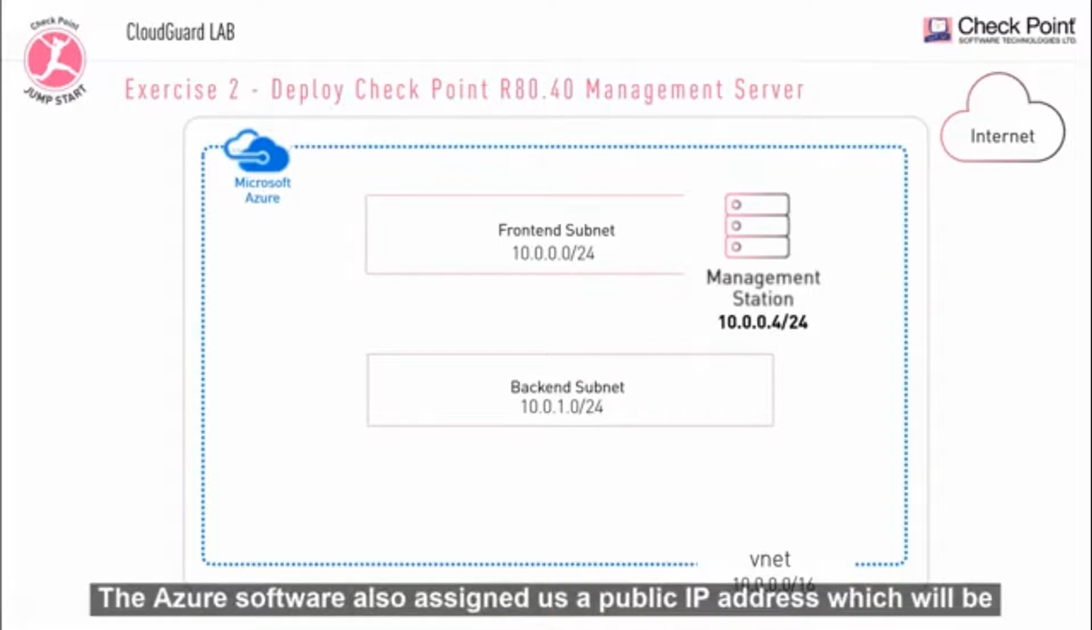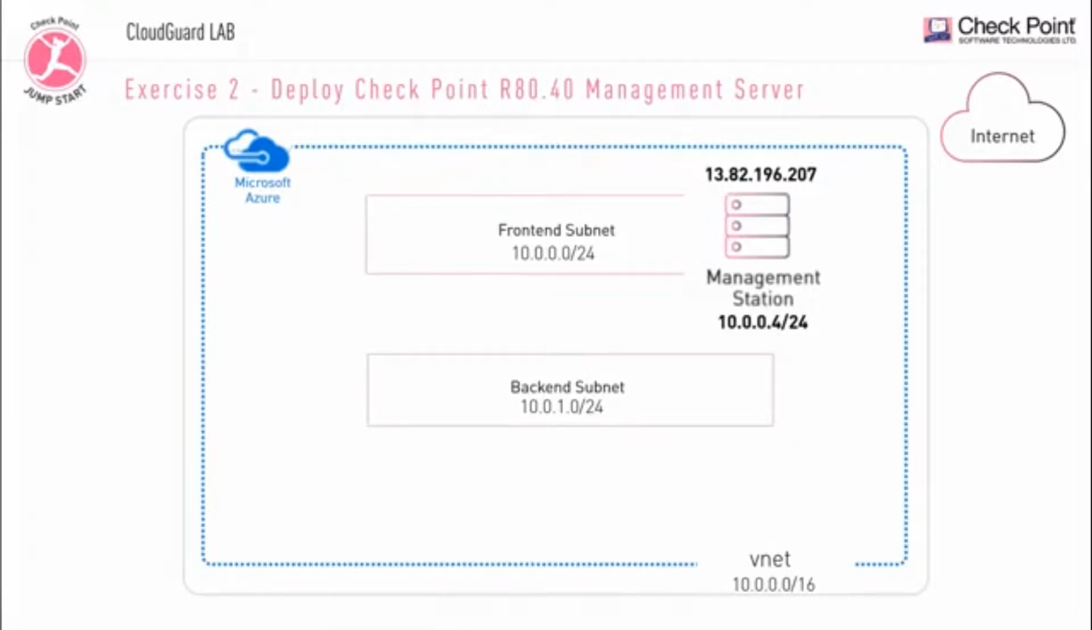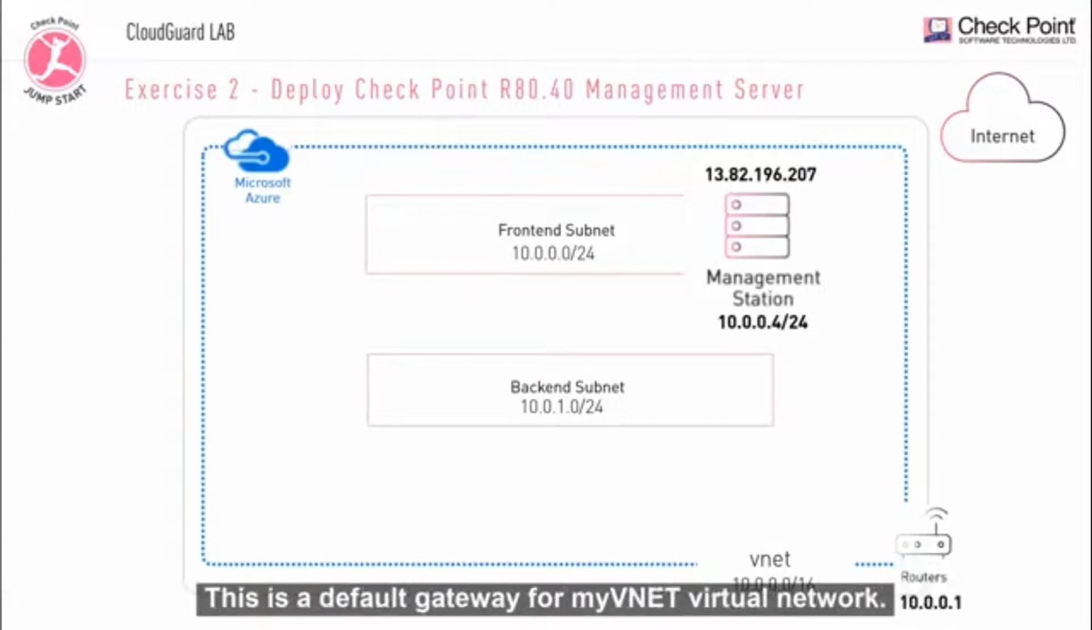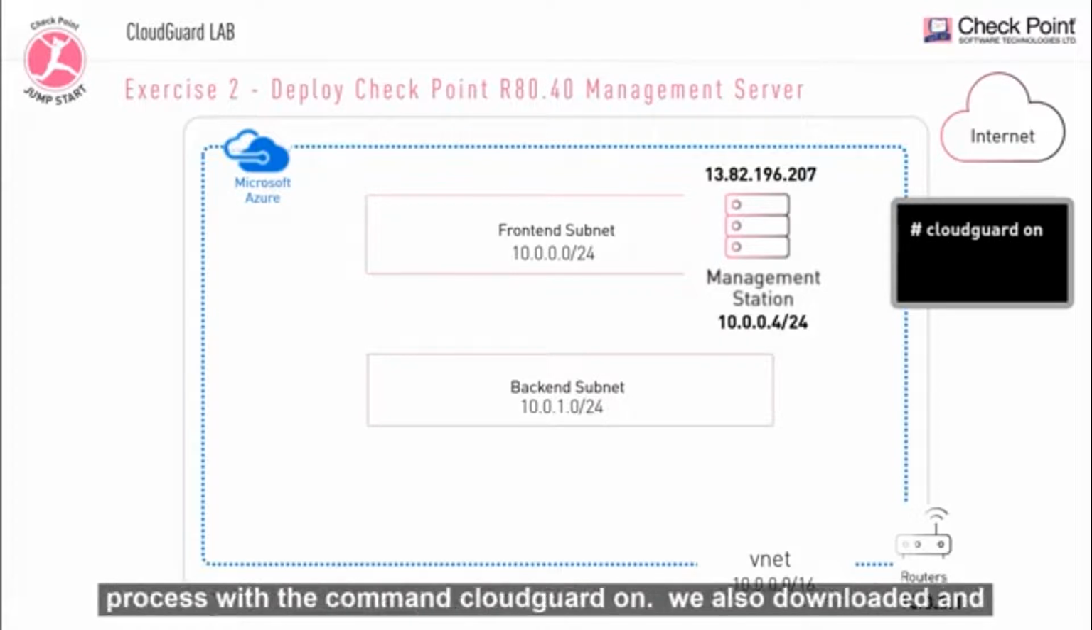The Azure software also assigned us a public IP address, which will be routable from the internet. In my case, it assigned it an IP of 13.82.196.207. The Azure software also deployed an implied gateway of 10.0.0.1. This is the default gateway for my VNet virtual network. After installing the management station, we turn on the controller process with the command CloudGuard on.